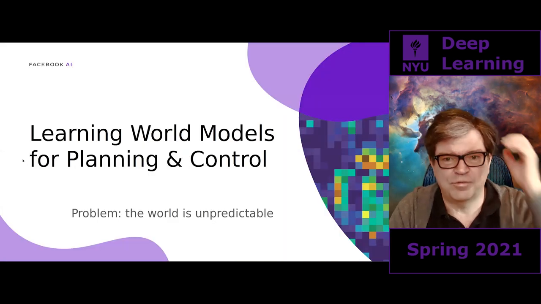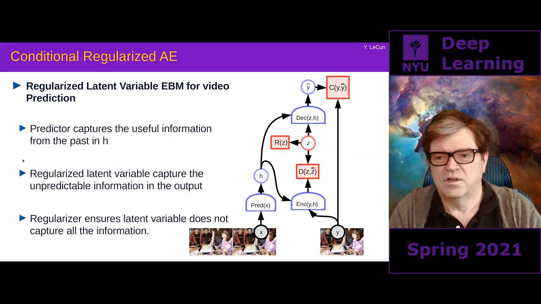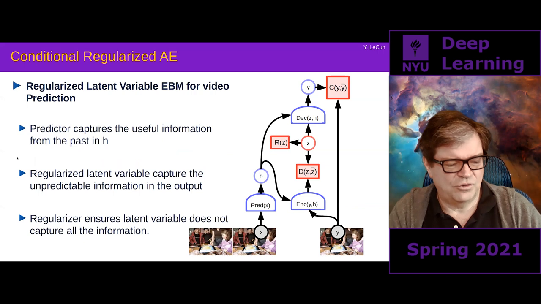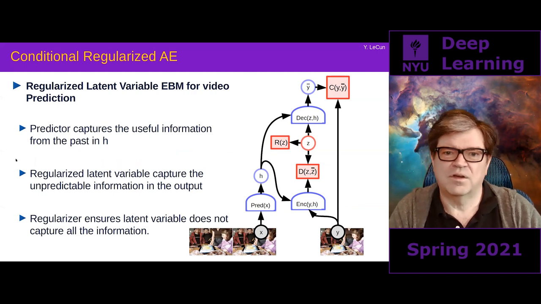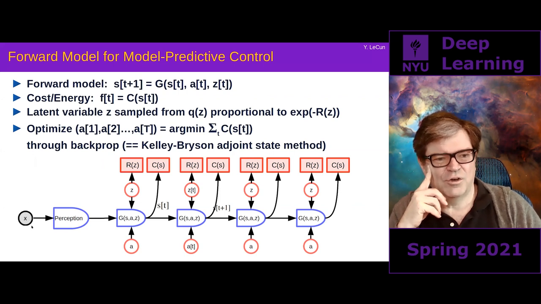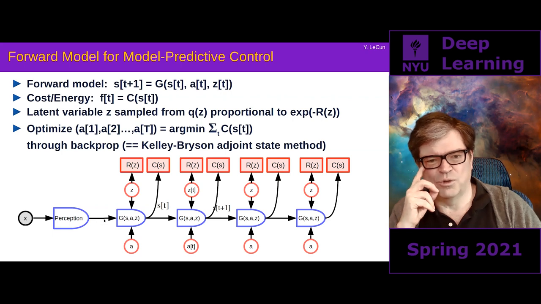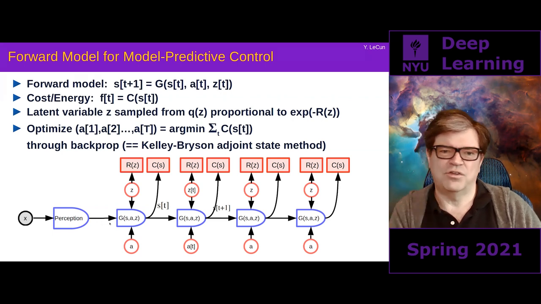So in the 5 minutes that are left, I know Alfredo will talk about this in the future. I want to talk about this idea of planning I was telling you about earlier. And here is the name of the algorithm that I told you about, the Kelley-Bryson or joint state method, where you have an observation about the state of the world, which you run through a perception module that basically estimates the state of the world.